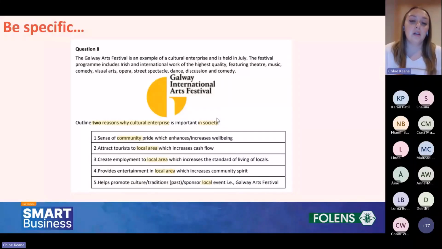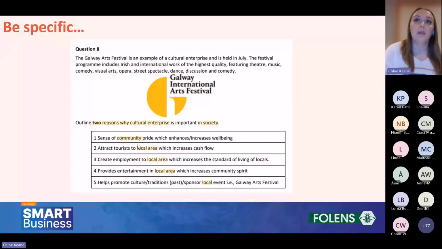They've given a little blurb and a case study, a small bit about the Galway Arts Festival. That's the example of cultural enterprise. So I say to them all the time, use state, explain, example as best as possible, even though it's outline, and I'd use that with explain as well, and I'll come back to that. The cultural enterprise is the specific keyword they need to be zoning in on, and the impact on society. In the marking scheme, they've referred to community pride, local area, creates employment in the local area, brings entertainment to the local area. So it's all about referring back to local.